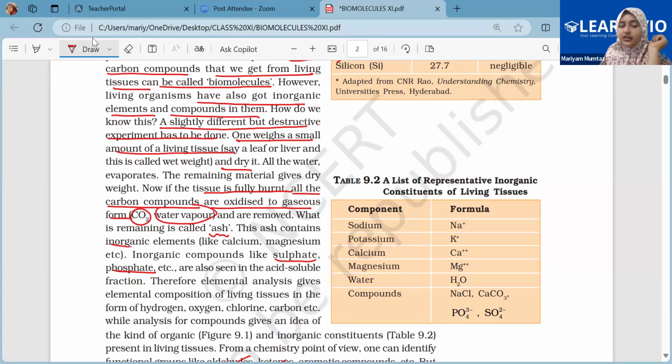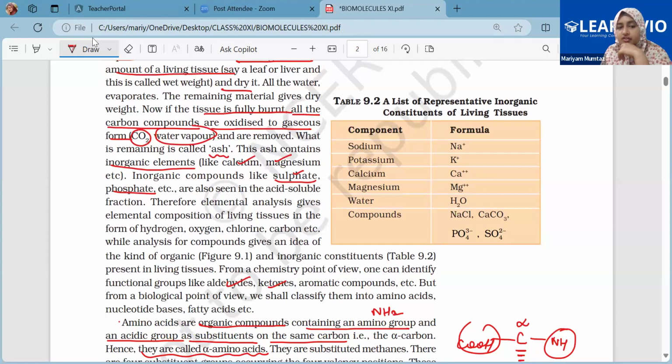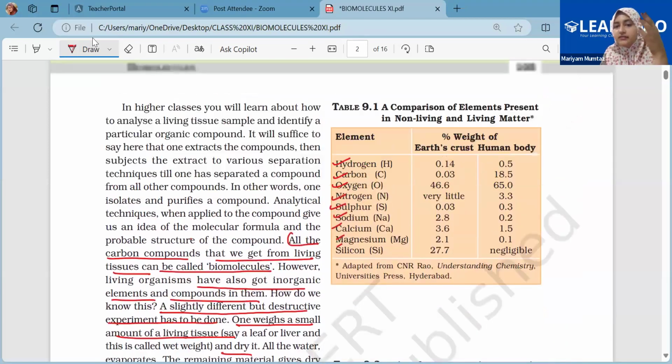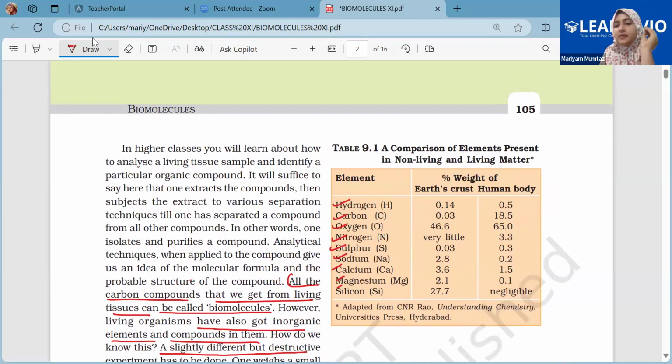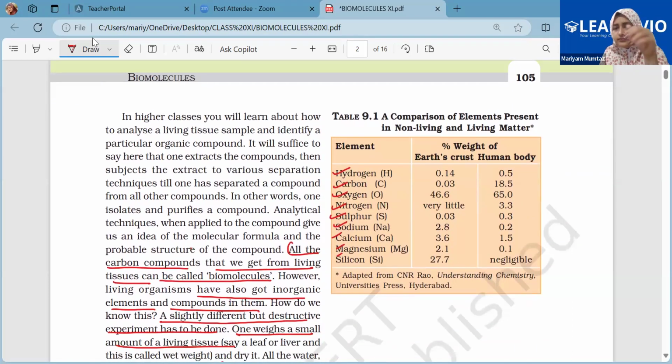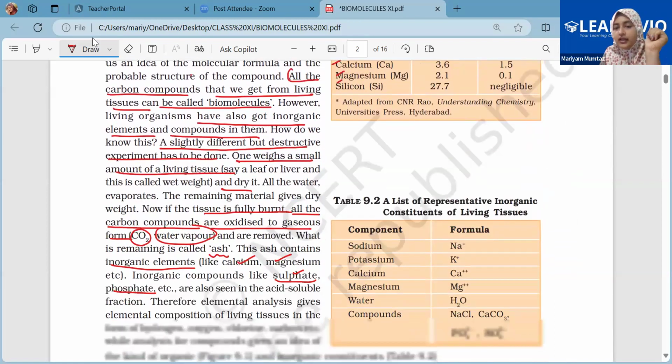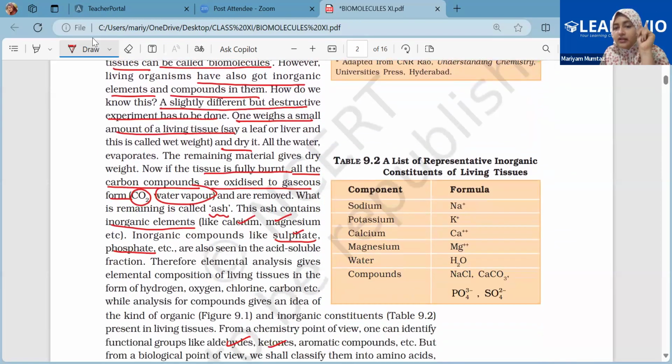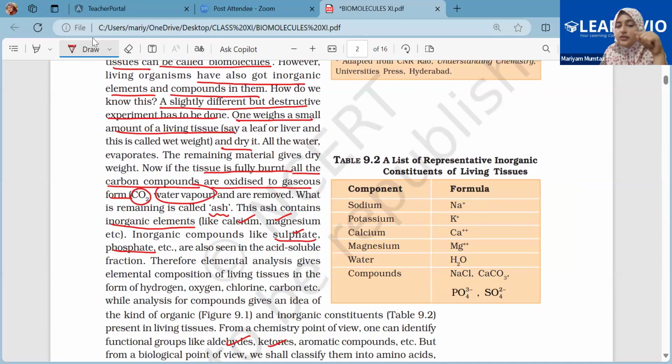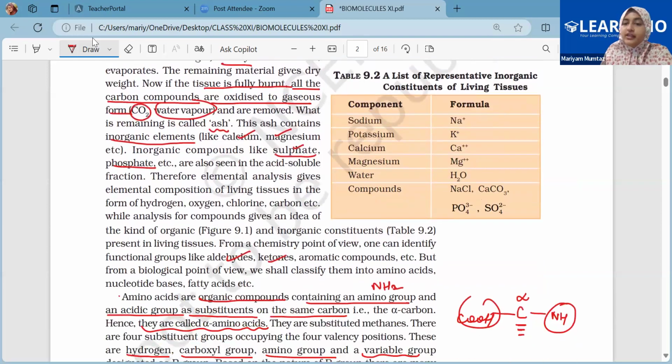Now, this ash contains inorganic elements such as calcium, magnesium, inorganic compounds such as sulfate, phosphate, which are also there in our body. Therefore, elemental analysis gives elemental composition of living tissues in the form of hydrogen, oxygen, chlorine, carbon, etc. While analysis for compounds gives an idea of the kind of organic and inorganic constituents. So, these are the list. For example, if you're talking about the elements that are present in the non-living and the living matter, the percentage of each of those has been given here, and also about the inorganic constituents that are found in the living tissue. Sodium, potassium, calcium, magnesium, water, and various compounds are also there.